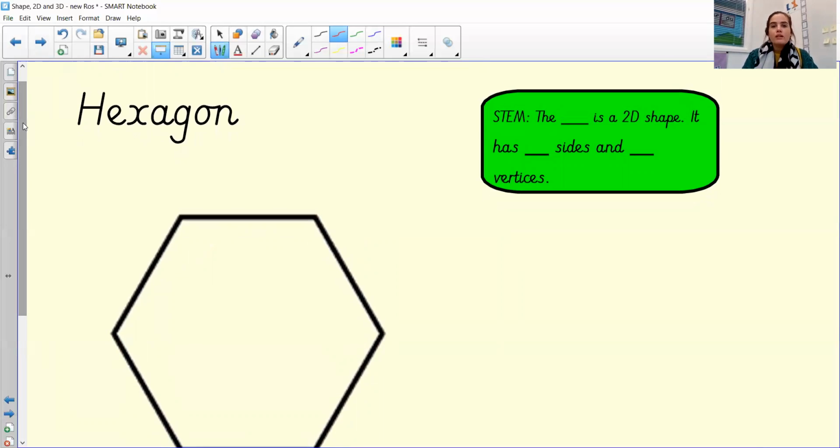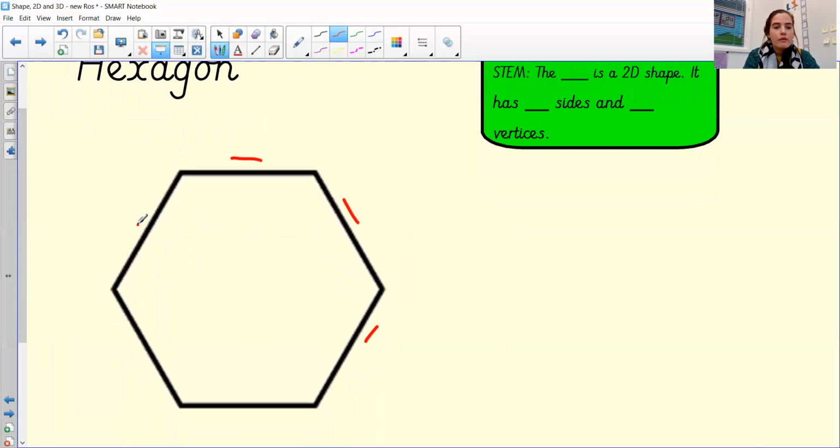Another exciting shape. We looked at some of these at the start. The hexagon is a 2D shape. You say back to me. Brilliant. It has sides and vertices. So let's see how many sides we've got. 1, 2, 3. Remember, if you want to pause and do this yourself, 4, 5, 6 sides. And how many vertices does it have? 1, 2, 3, 4, 5, 6, and 6 vertices.